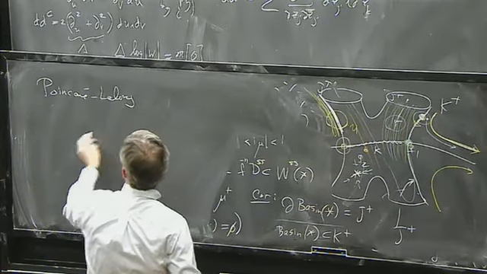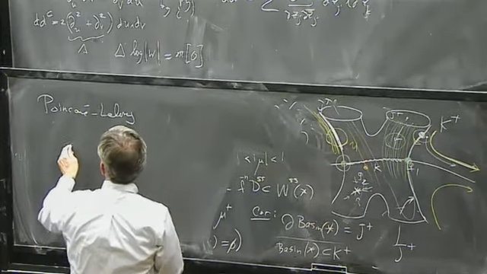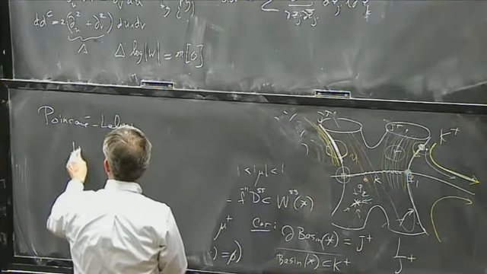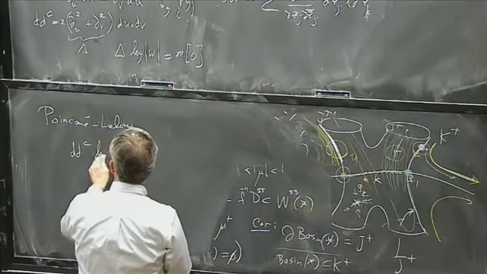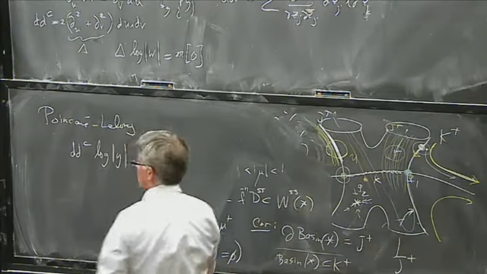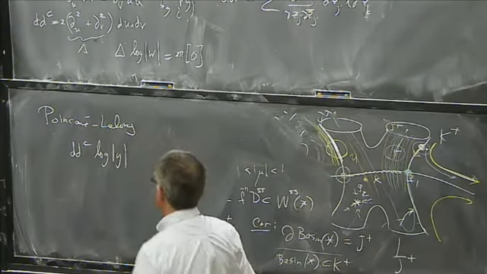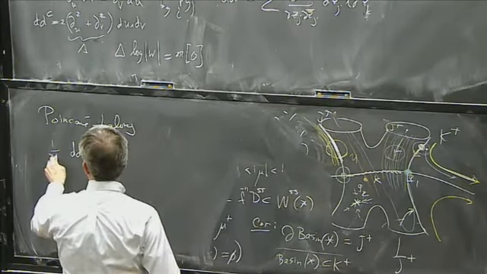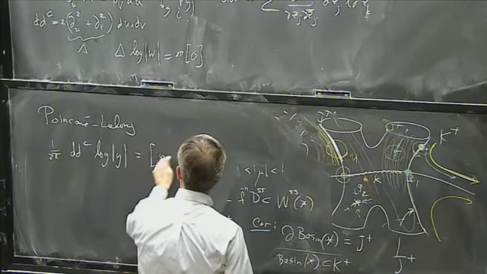And that says that suppose I take d dc of log y. So I'm taking the second variable in C2, divided by 2 pi. I'm going to get the current of integration over y equals 0. Okay.